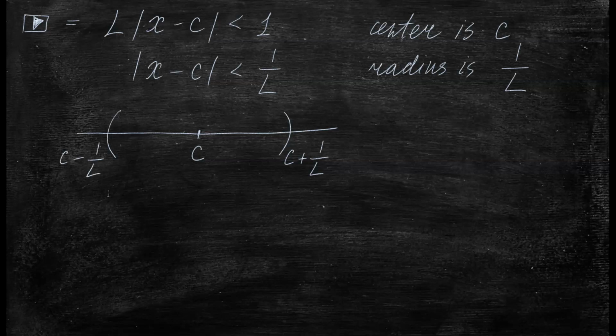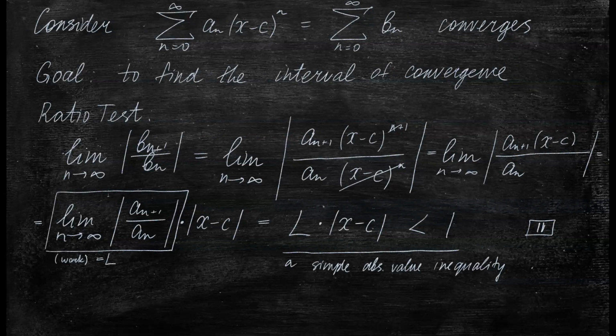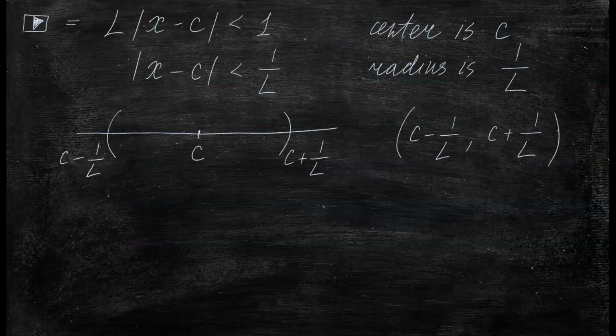And the answer then in interval notation can be written like this. So what does this mean? This means that when x is in this interval, the inequality will be satisfied. Therefore, the ratio test says that the series converges. So by definition of the interval of convergence, we found all the values of x where the series converges. So therefore, this is our interval of convergence.